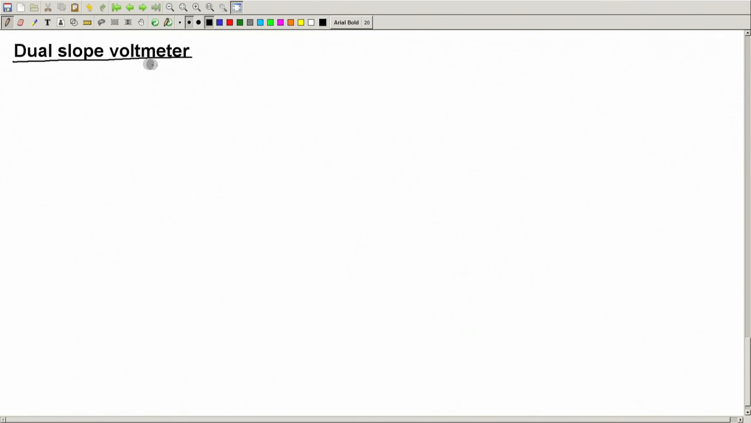To get rid of this problem, we will see a slightly new, modified version where this problem won't be there. This is called a dual slope voltmeter. What do we have here? For this we will need something new.